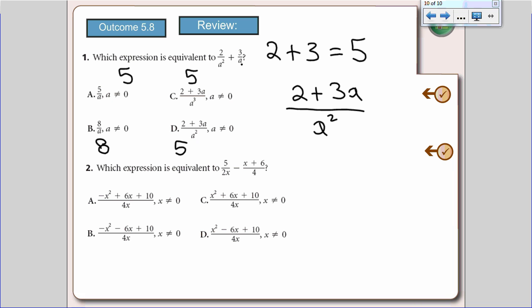You have to multiply this one by 2. You have to multiply this one by x. So I'm going to have 5, I'm going to have 10, minus x squared minus 6x, all divided by 4x. You'll notice that our answer doesn't match up anywhere. It's just in a different order. Different orders are fine, right, Ty? Right. B is your answer.